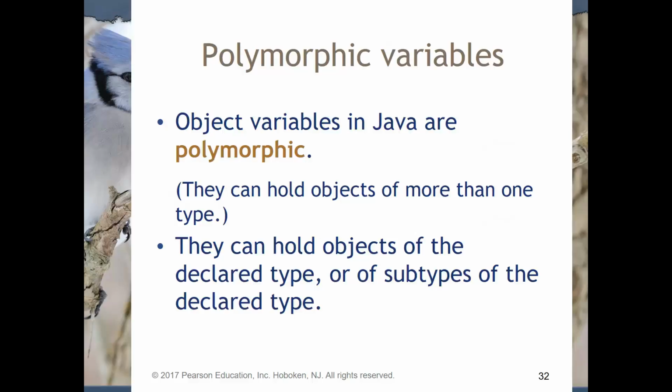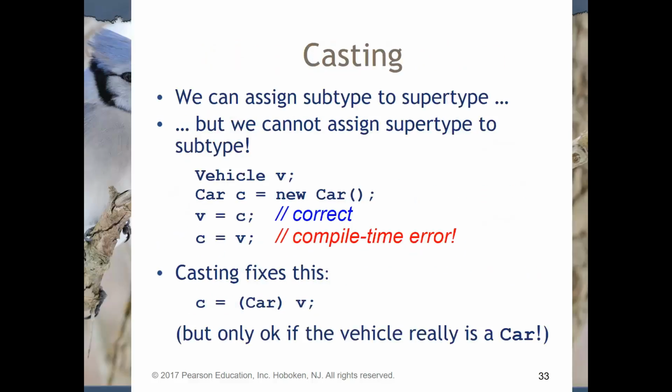Polymorphic variables. Object variables in Java are polymorphic, meaning many forms. They can hold objects of more than one type. They can hold objects of the declared type or of the subtypes. In other words, they can hold of themselves and any of their children. That's all that's saying. It's confusing in the way they write it, but that's really all they're saying. Of itself and all of its children.